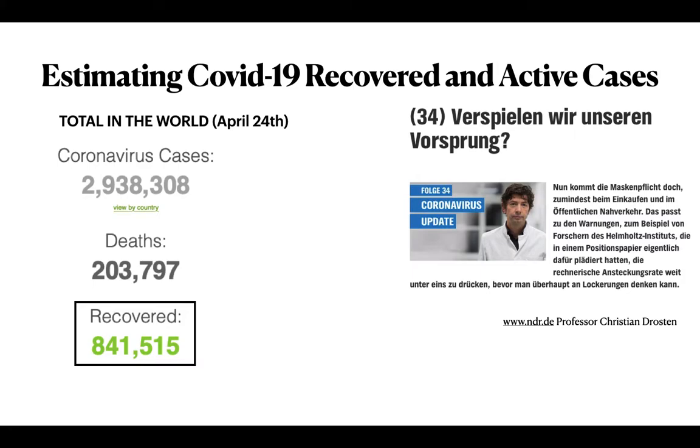Hi, grade 10. So, a little bit more COVID-19 mathematics for you. What we're going to take a look at today is how the recovered and the active cases are published, okay? So, this is the situation on April 24th. You have 2.9 million total cases, and you've got 203,000 people that have already died from this.